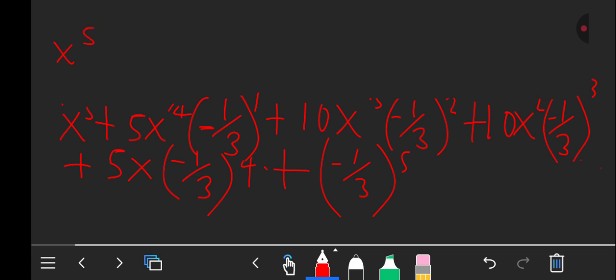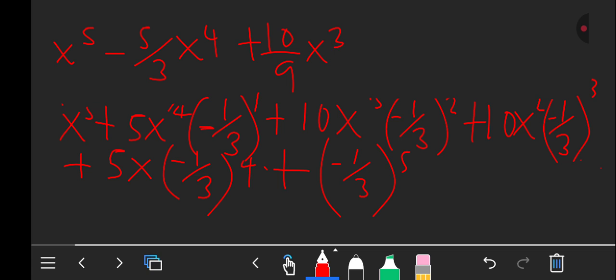So it will be x to the power 5, then you have negative 1 over 3 times 5, that is just negative 5 over 3, then x to the power 4. Then you come to this one, you have negative 1 over 3 raised to the power 2. That is just 1 over 9, right? 3 to the power 2 is 9. So 1 over 9 times 10 should give a positive 10 over 9, then x to the power 3. Okay, it says 3 there.